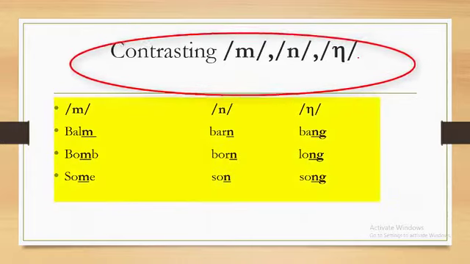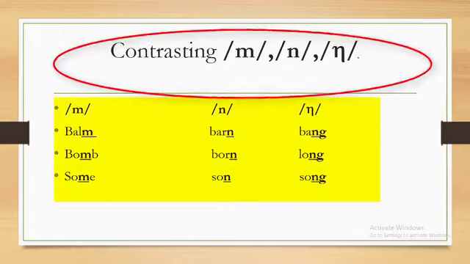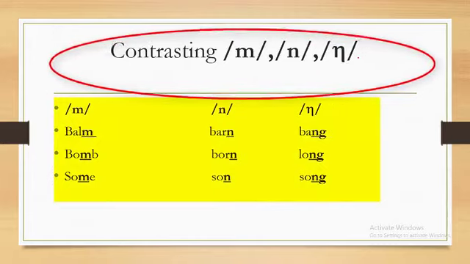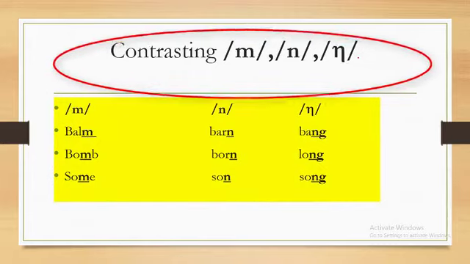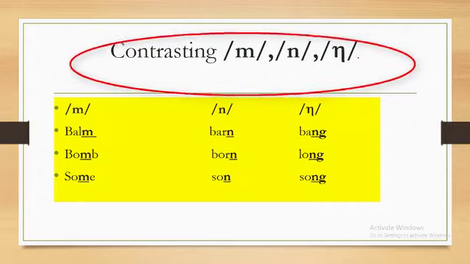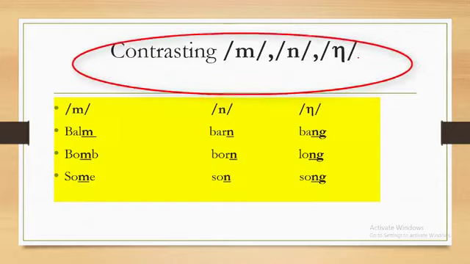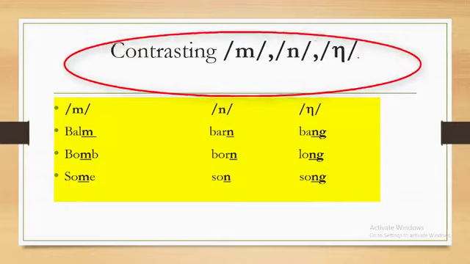So we are making a contrast of the three nasal sounds. The three of them are nasal consonant sounds. So we have bam, then we have band, then we have bang, we have bomb, we have born, and we have long, we have some, we have sun, and we have song.